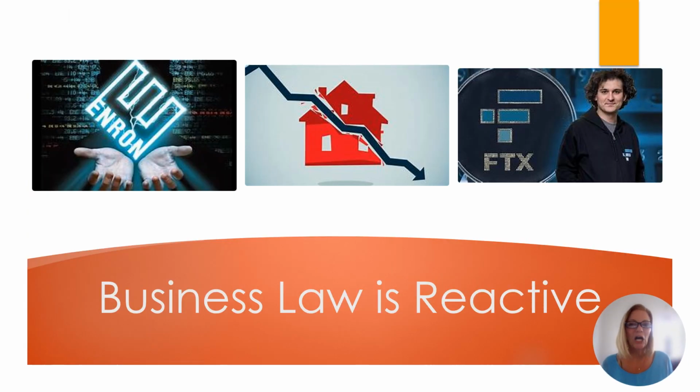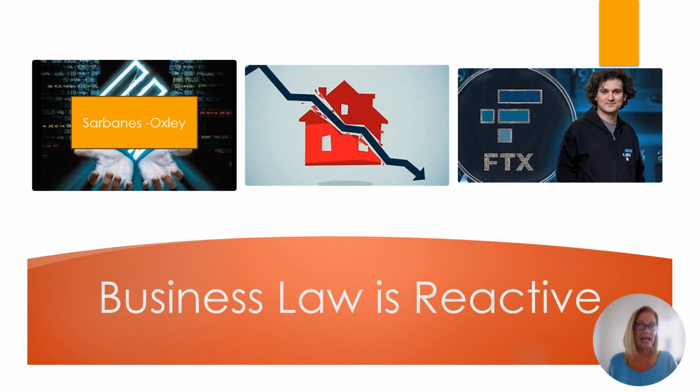Finally, business law is reactive. Why? Because we don't want to stifle the free flow of business. We want to be able to promote business in the free world. So what happens generally is bad will happen, more than not, and we will enact legislation. And this is usually done through our agencies as well or through an act. So a statute. So for example, Enron. Enron had the Sarbanes-Oxley Act.